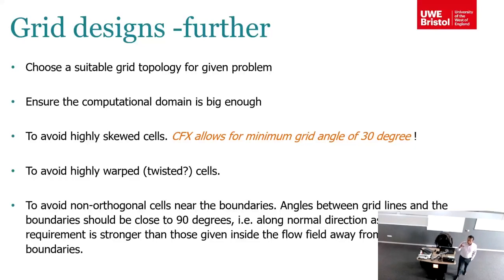When you use an expansion ratio for grids, use something like between 1.1 and 1.2. Don't go beyond 1.2 to be too skewed perhaps. And don't have too warped or twisted cells. So make sure that your grid cells at the boundaries are fairly orthogonal.